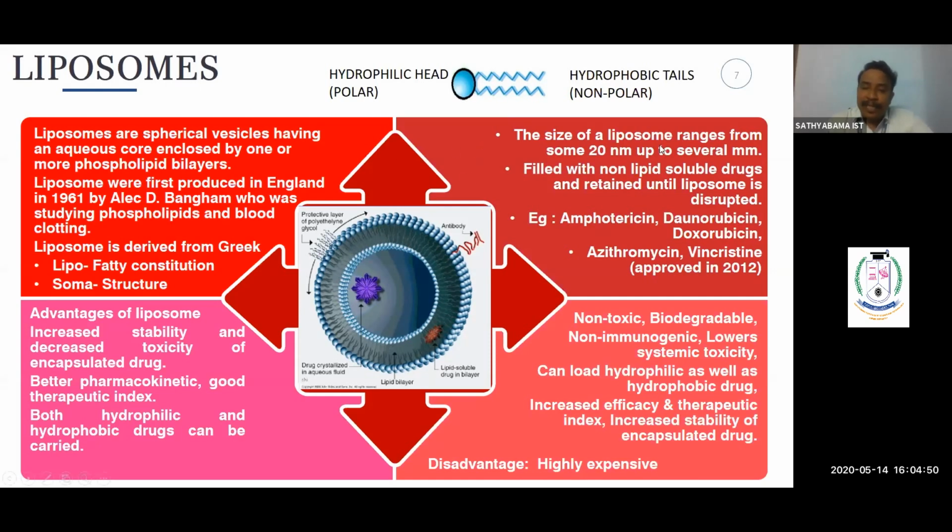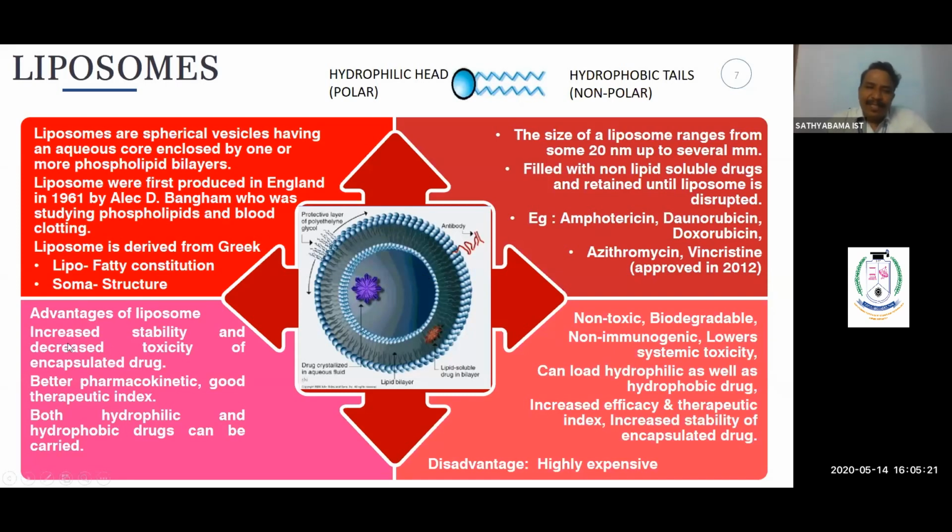So the liposomes again range from 20 nanometers to several millimeters. This forms a comparatively bigger one. Why? Because of its self-assembly, and it is completely filled with non-lipid soluble drugs, which will be retained until the liposomes are destroyed. Here we can find a few examples of the drugs which have been used, and a lot of drugs nowadays, the FDA is approving, so that we can use liposomes for the treatment.